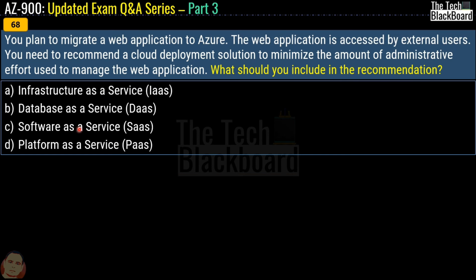Moving on with question number 68. The question says that you plan to migrate a web application to Azure. The web application is accessed by external users. Now you need to recommend a cloud deployment solution to minimize the amount of administrative effort used to manage the web application. What should you include in the recommendation? Your options are infrastructure as a service, database as a service, software as a service, or platform as a service.